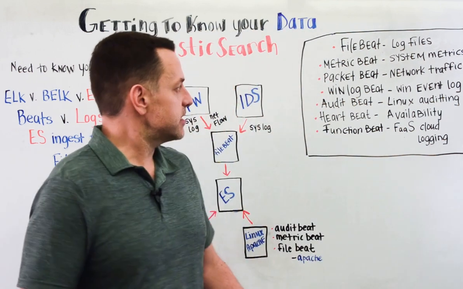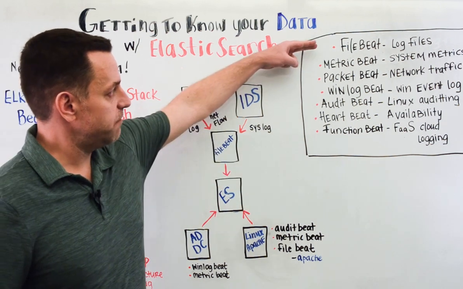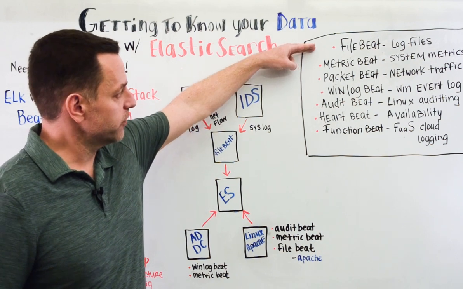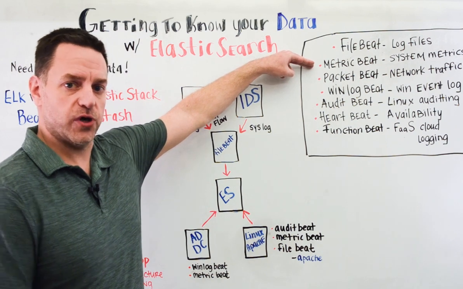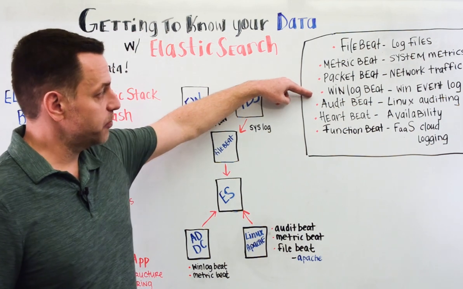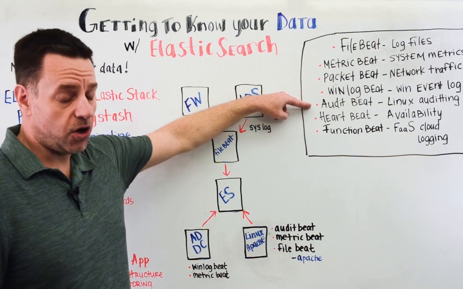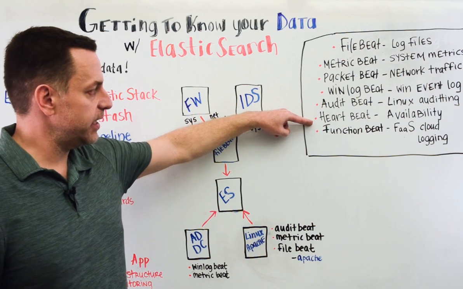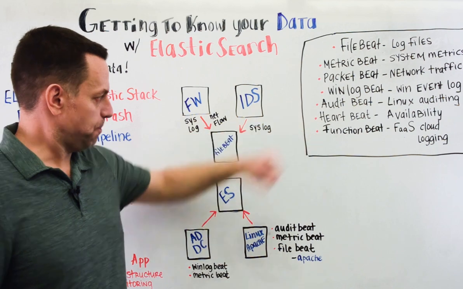So speaking of the Beats, Elastic has developed quite a few at this point. In short order, we have FileBeat, which is really meant for ingesting log files from servers. We have MetricBeat, which is really meant for collecting system metrics for infrastructure monitoring. We have PacketBeat for looking at network traffic, WinLogBeat for the Windows event logs, AuditBeat, which is mostly for Linux auditing, although you can install it on the Windows platform as well. We have Heartbeat for availability and FunctionBeat for cloud logging function as a service.